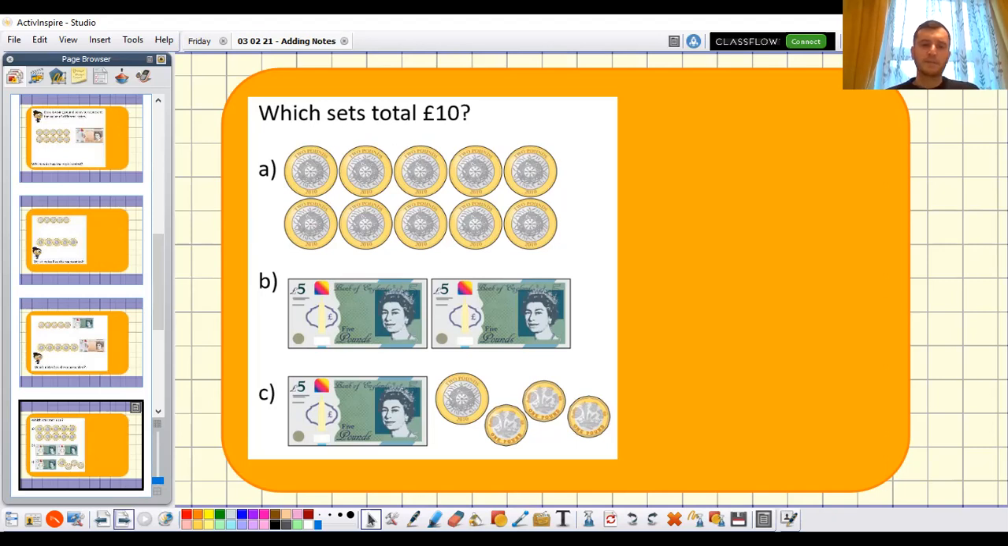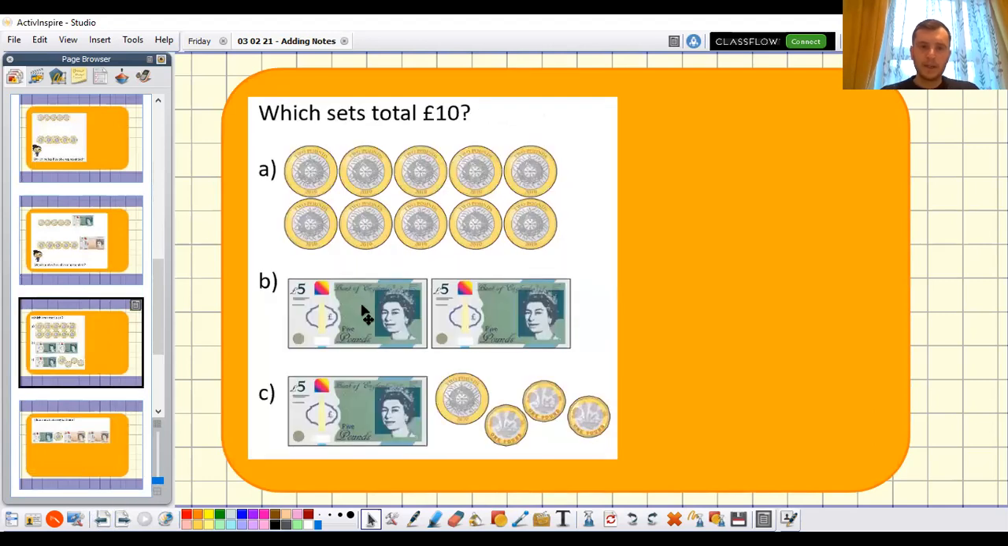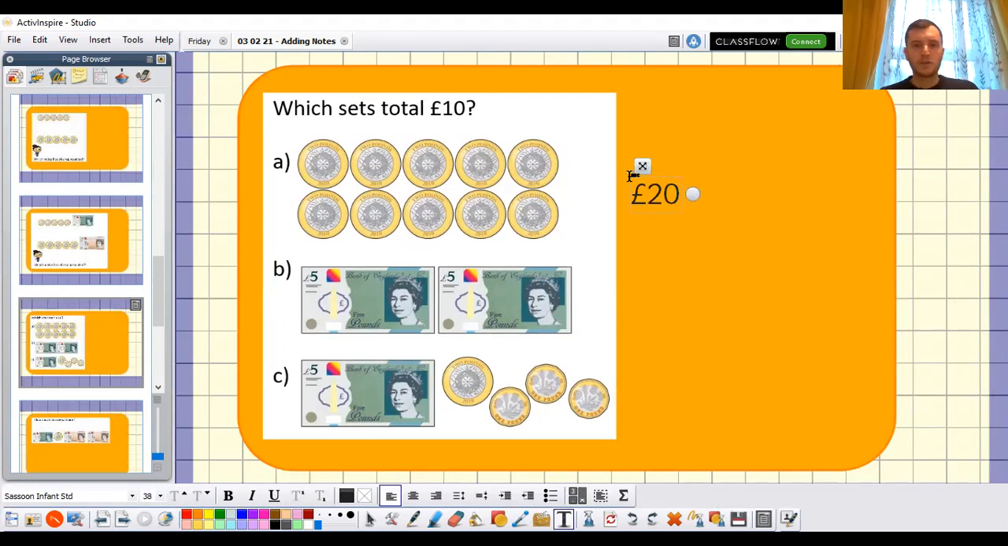Let's have a look at them together. Oh, let me skip back. So this one, there are £2 coins, and there are 1, 2, 3, 4, 5, 6, 7, 8, 9, 10 £2 coins. Let's check to see if that will total £10 by counting in twos. 2, 4, 6, 8, 10, 12, 14, 16, 18, 20. So that one does not total £10. Instead, it totals £20.